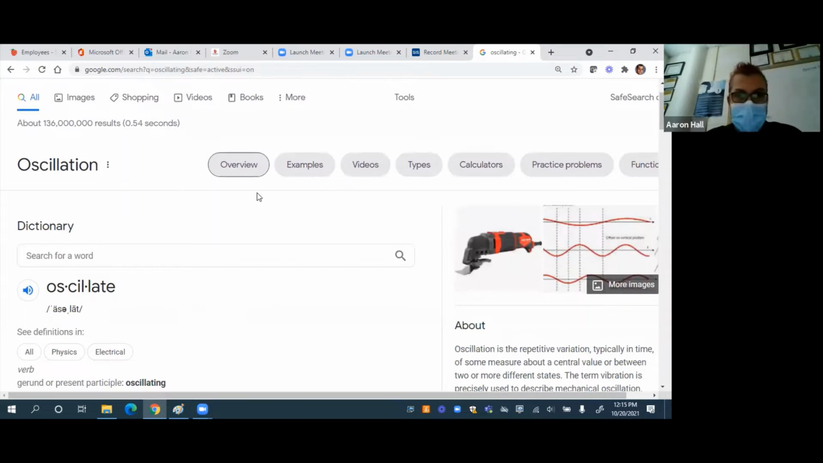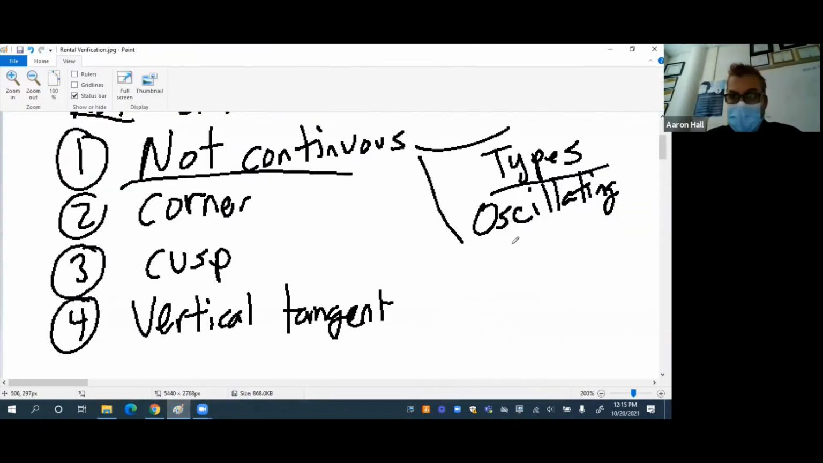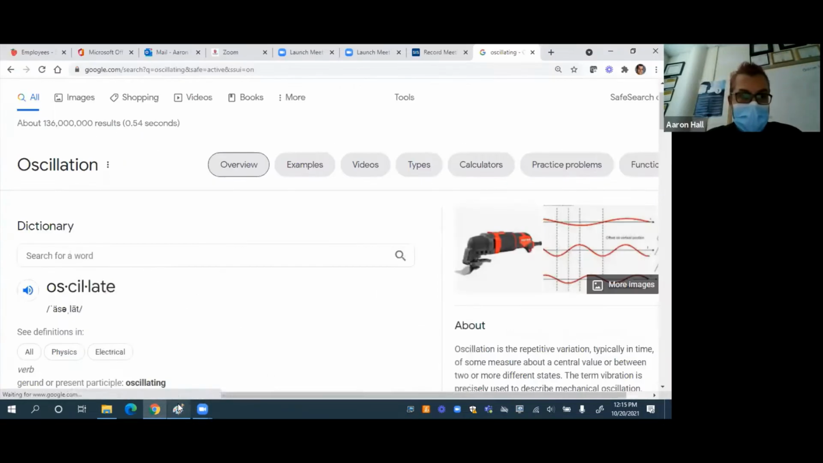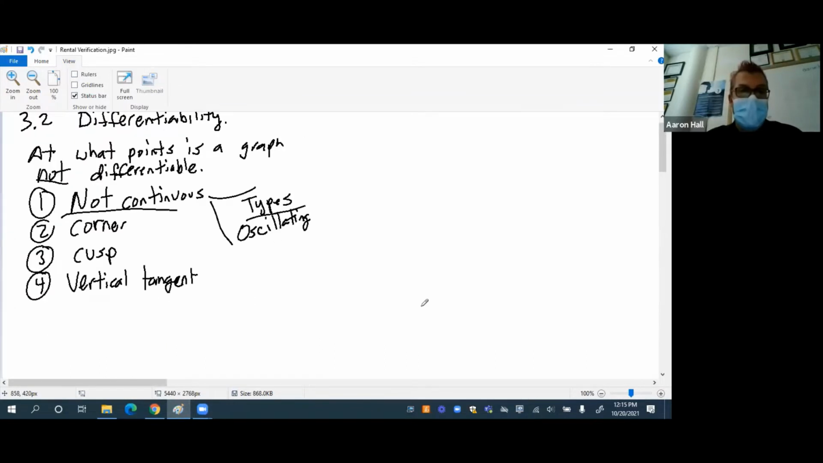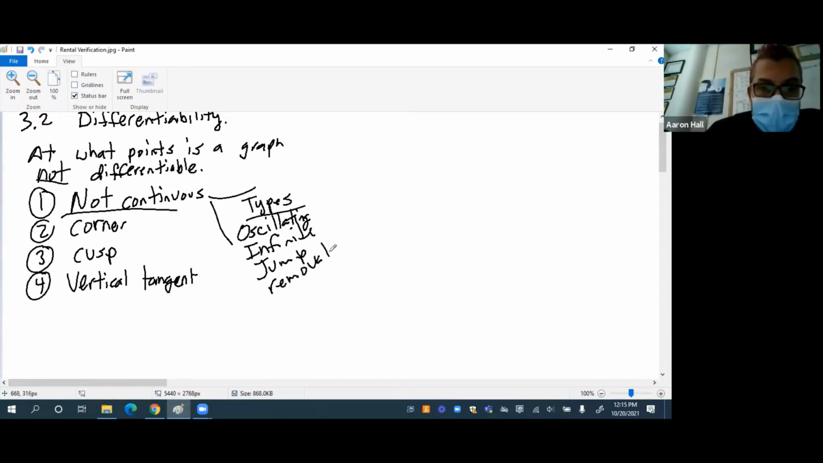Oscillating, double L. Is that right? Yeah, it is. Awesome. So oscillating discontinuity. What else? Infinite. Jump. And removable. At all of these points, the graph doesn't have a slope. It doesn't have a derivative.